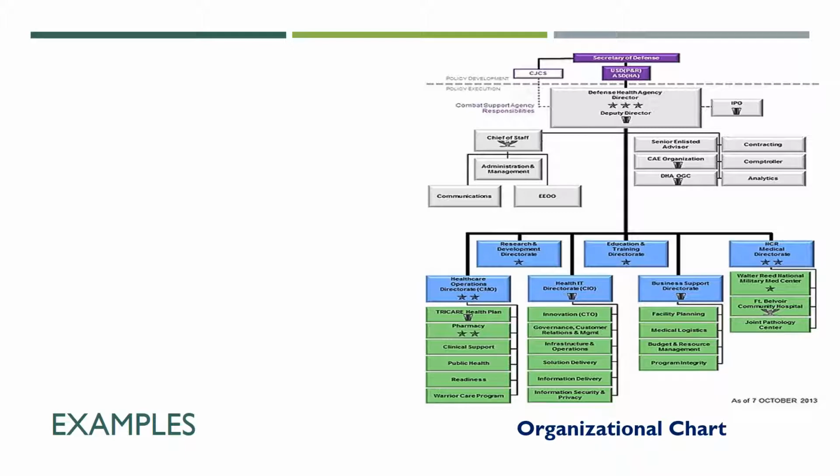If we go down to the Health IT Directorate, CIO, we can see important activities: innovation, government customer relations and management, infrastructure and operations, solution delivery, information delivery, and information security and privacy. What information assets might you identify as important given that information? You'd have to go through this exercise for your entire organization if you're the CIO or related designation.